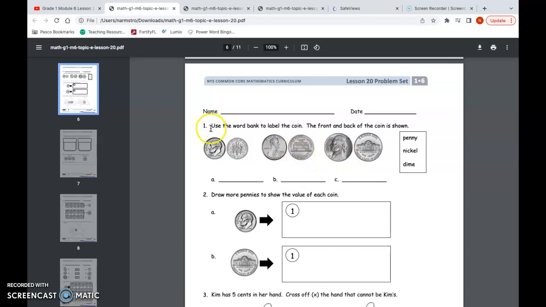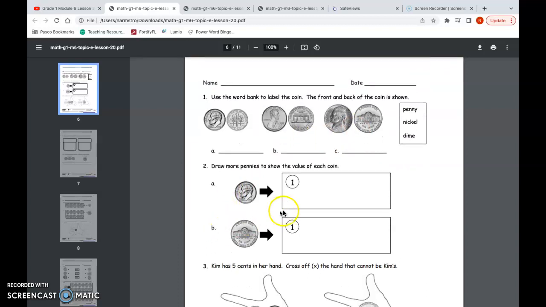So you're going to first write, using the word box over here, the name of the coin under each of those coins. Then for number 2, you're going to draw more pennies to show the value of each coin. So what coin is this? I'll give you a little hint. It starts with a D. How much is it worth? And then you're going to draw pennies to match that amount, okay?